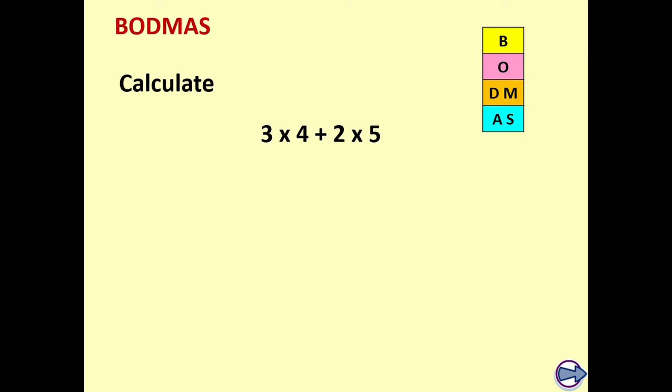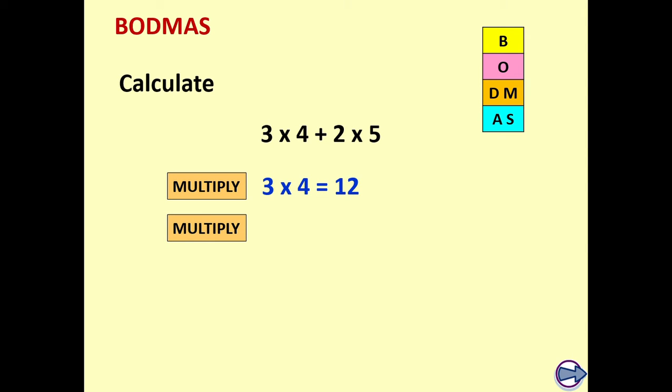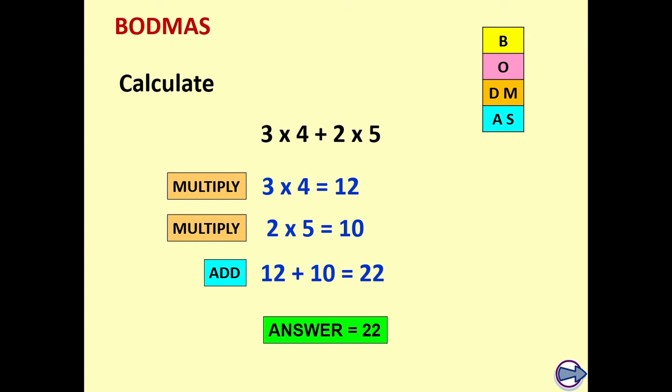And BODMAS again tells us which one we do first. So we're going to do all the multiplies first. We're going to multiply before we add. So the first thing it's asking us to multiply is 3 times 4, which is 12. Okay. Then the second thing it's asking us to multiply is 2 by 5, which is 10. And then we're going to add our two answers together. 12 plus 10 would give me an answer of 22.